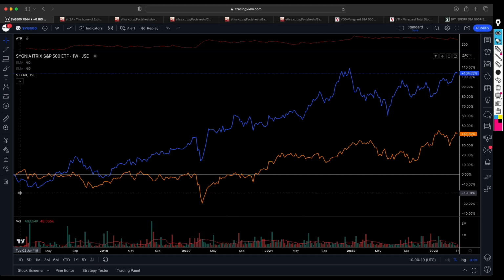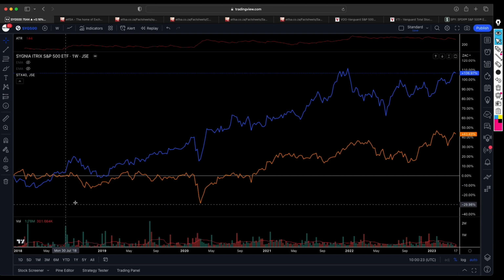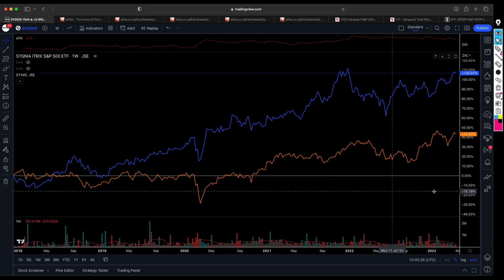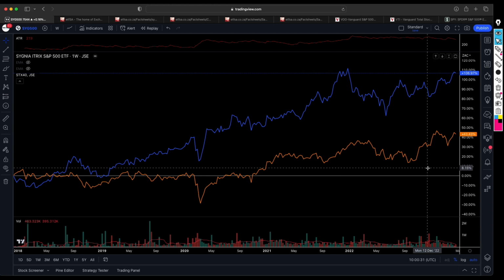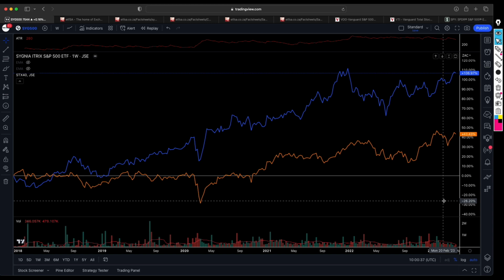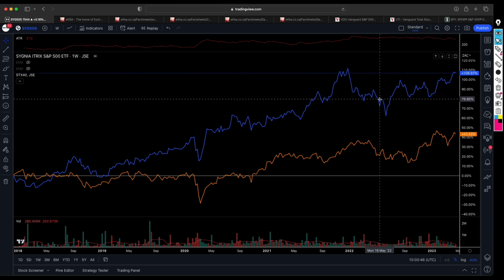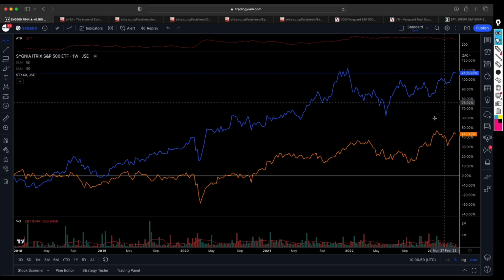If you have invested since January 2018, you will see that your Satrix Top 40 would have grown by about 43%. In this case, we are not looking at total return. Total return includes distributions. Here we are just looking at the price appreciation. It excludes distributions. So in terms of price performance, we can see that the Satrix Top 40 is just above 43%, and then the Sygnia S&P 500 is up by 106%. So it's up to you.